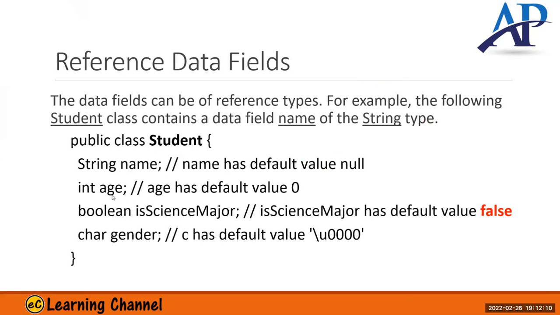An integer will be set to 0 if you do not assign a value to it. Your Boolean value will be set to false if you do not assign a value to it. Your gender, which is actually a character M or F, will be assigned the character 0 if you don't assign a value to it.